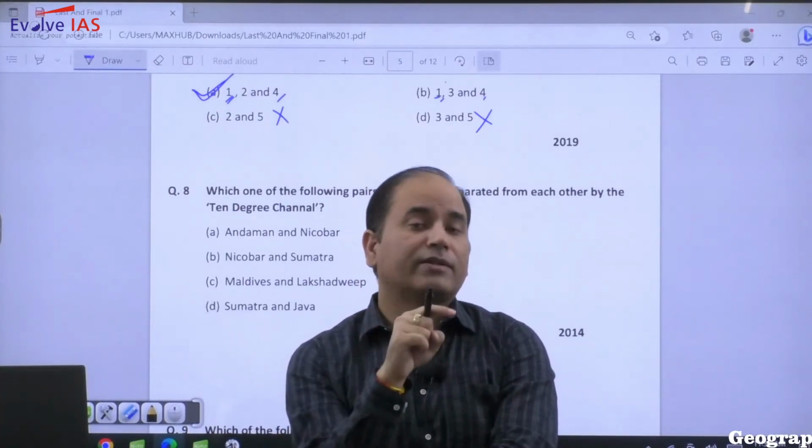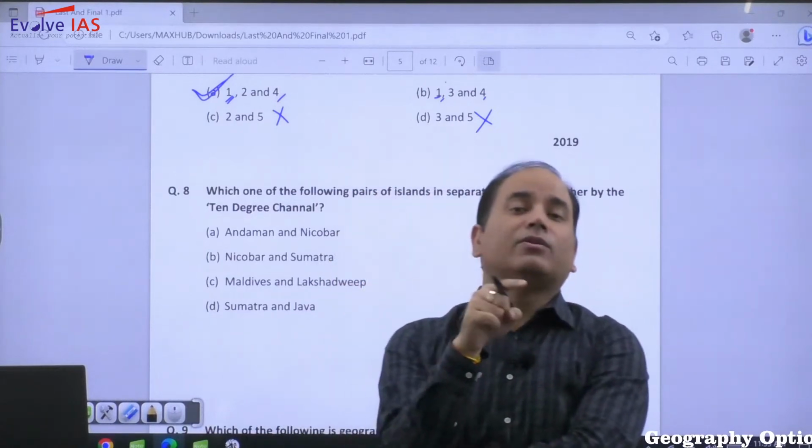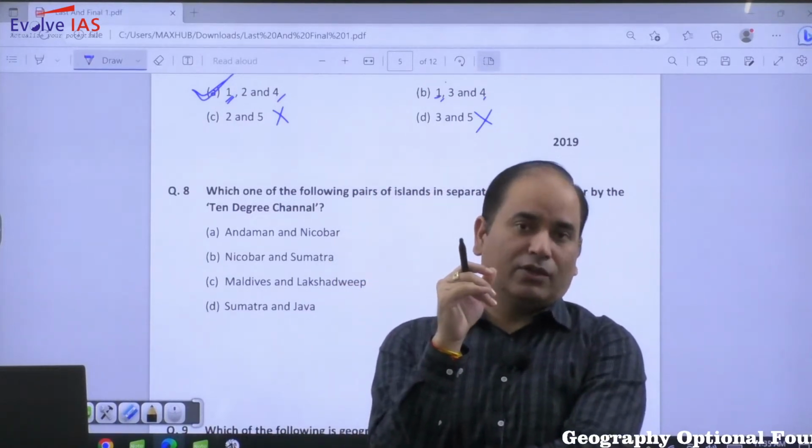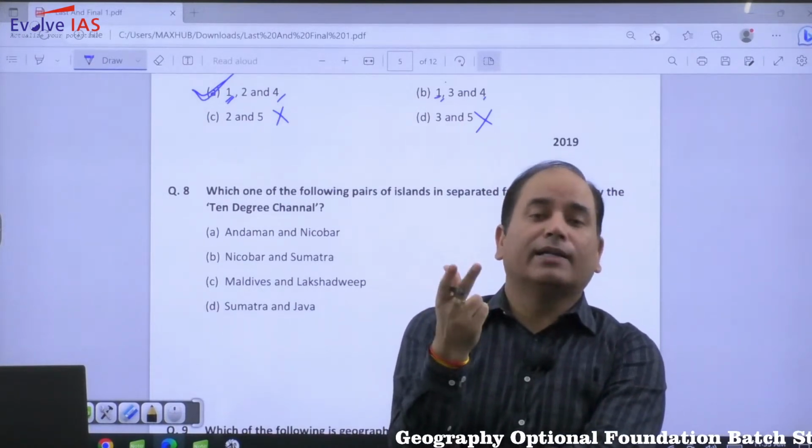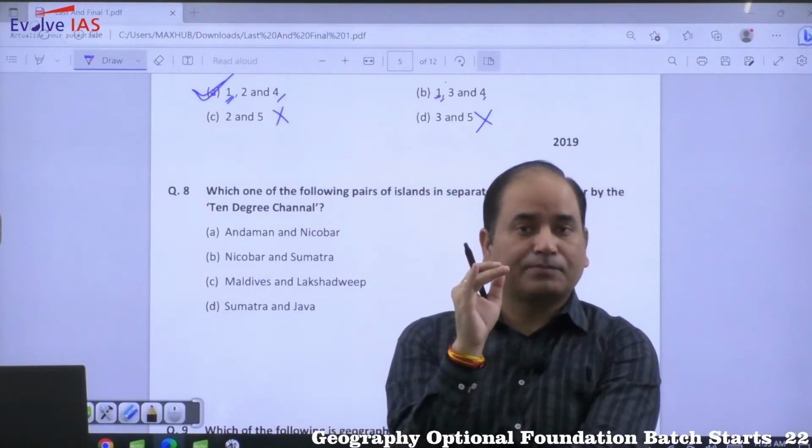So Duncan Passage you will find. Then you will also be able to locate the Coco Channel. So when you see the Coco Channel, you will find that Coco Channel is dividing the Andaman from Myanmar.